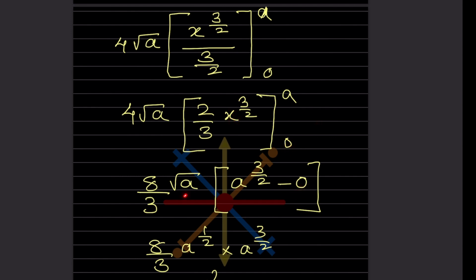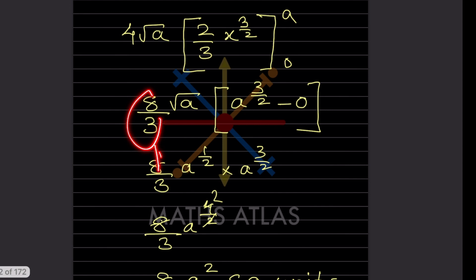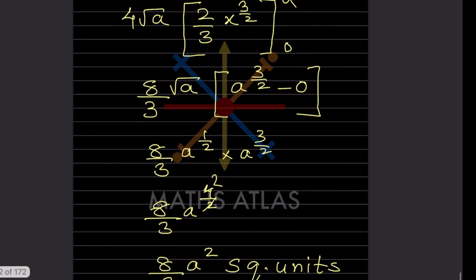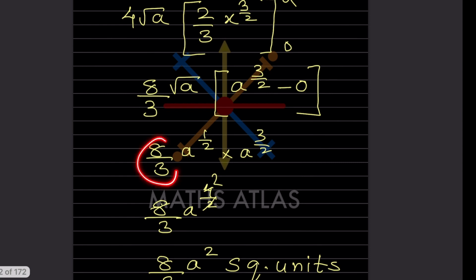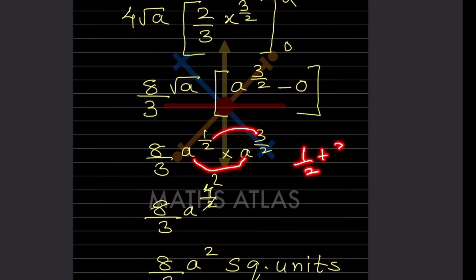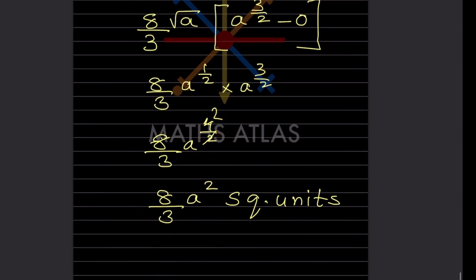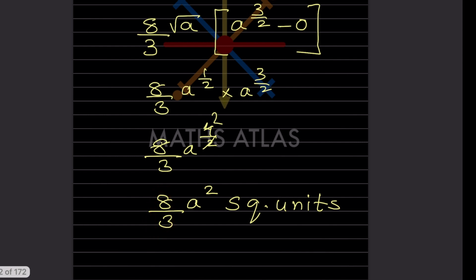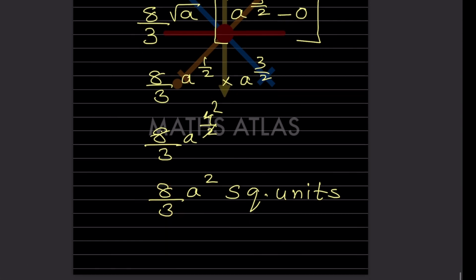So this we can also write as 8 by 3 as it is. Root of a we can write as a raised to 1 by 2. And this is a raised to 3 by 2. So now 8 by 3 as it is. Now the base is the same, so the exponents should be added. So 1 by 2 plus 3 by 2, that is going to be 4 by 2. And when we cut that, that is going to be 2. So that will be 8 by 3, and this is a square units.